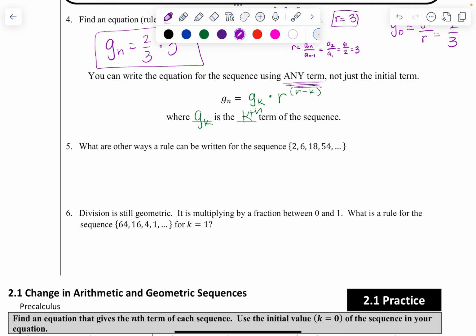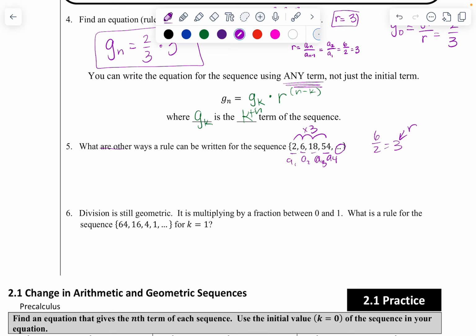What are other ways that a rule can be written for this specific sequence? 2, 6, 18, 54. This is our first term, second term, third term, and fourth term. We know it goes on forever, and we're multiplying by 3 every time. If I want to double check that, I know 6 divided by 2 is 3, and so on. So r, the common ratio, is 3. So what are some other ways?